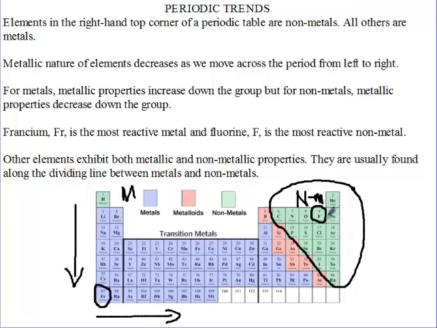Now when you go to the non-metals, as you move down, their metallic properties decrease. So you have your most reactive non-metal at the top, and that is fluorine.